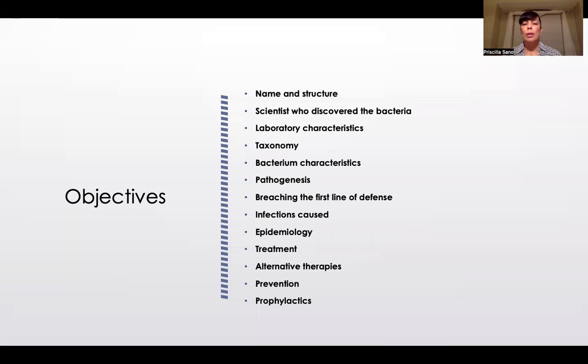First and foremost, the name and structure of the organism, the scientists who discovered the bacteria, lab characteristics, taxonomy, bacterium characteristics, pathogenesis, breaching the first line of defense, which is the skin, infections that are caused, epidemiology, treatment options, depending on whether the infection is severe or not severe, alternative therapies, prevention, and last but not least, prophylactics.